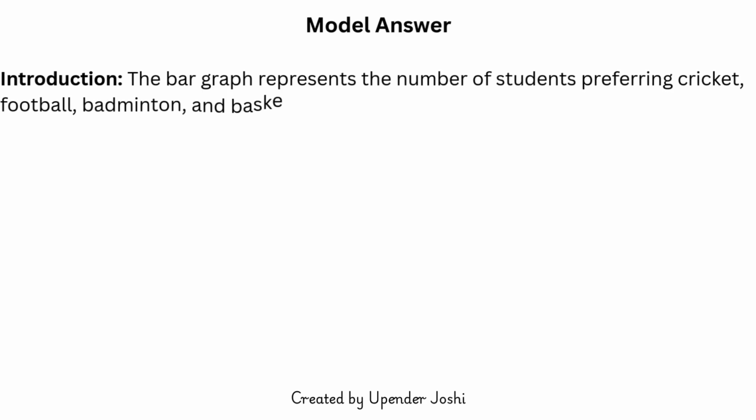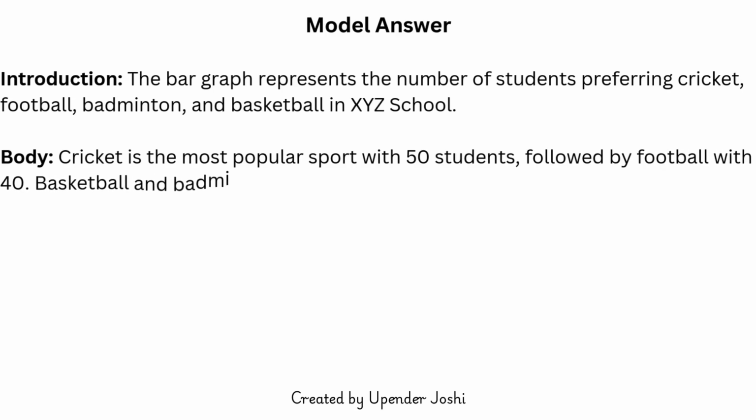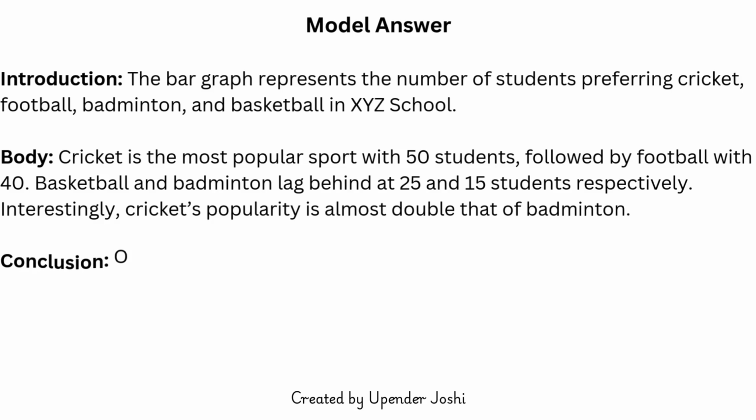Next we will write the body of the analytical paragraph. It should look like this. Cricket is the most popular sport with 50 students, followed by football with 40. Basketball and badminton lag behind at 25 and 15 students respectively. Interestingly, cricket's popularity is almost double that of badminton.